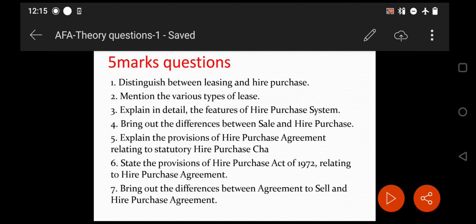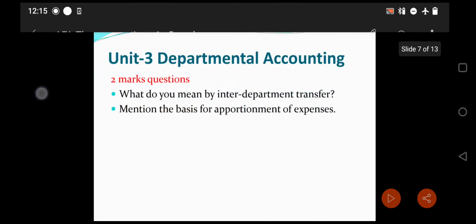And the last difference, an agreement to sell is a step to a contract of sale, where they can enter into a contract of sale, but under hire purchase agreement, it becomes a sale only after the payment is made in full. That is, after the payment of the final installment they can come to know that the goods are transferred, and the sale can happen only after fulfilling all the installments with interest. This is about the fifth question.